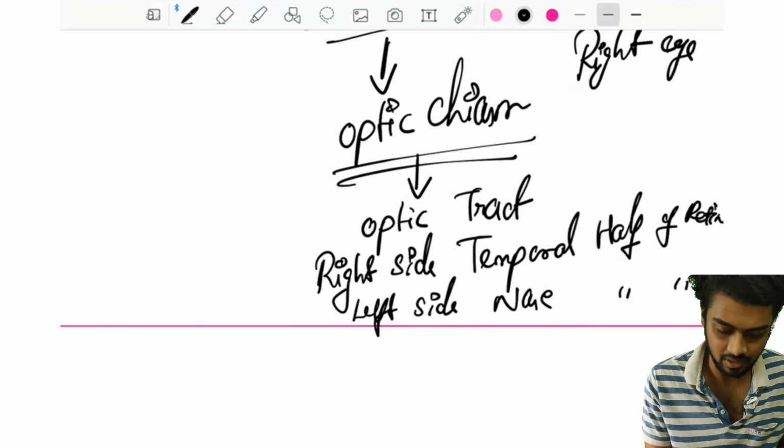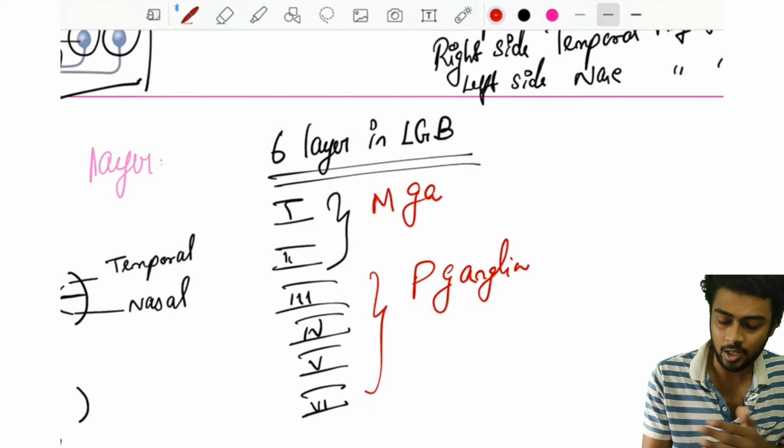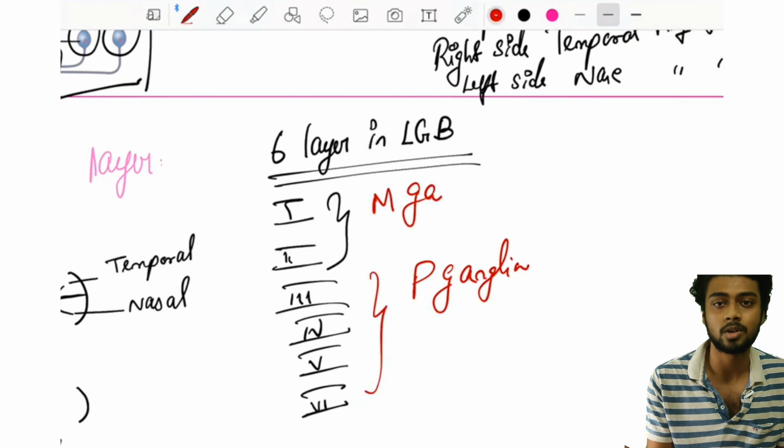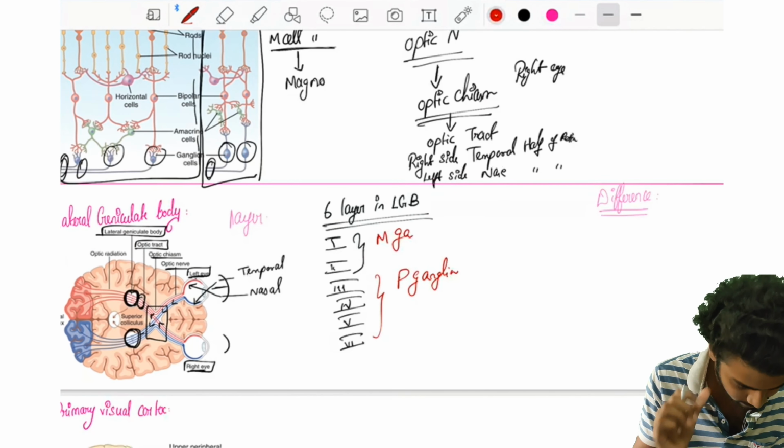Okay, as you've seen here, layers 1 and 2 are occupied by the M ganglion cell, whereas the rest of the layers are occupied by the P ganglion cell. Very simple, right? Now, we are going to see some differences between them. Okay, let's see. M ganglion here and a P ganglion.